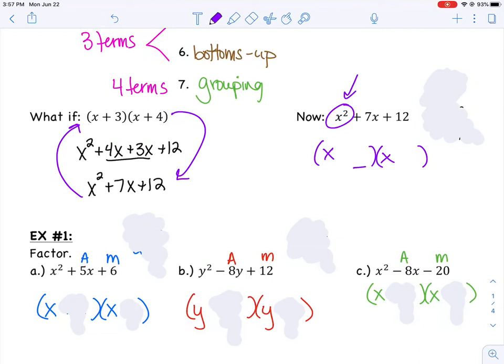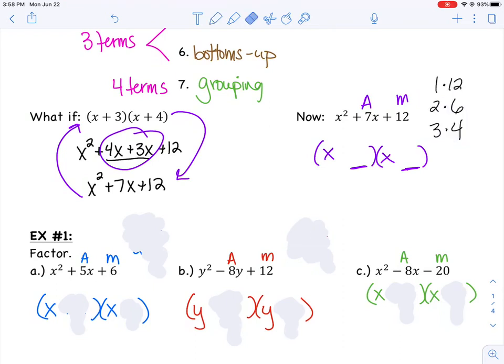Now here's the hard part. I also have to think about what numbers are going to go here. I need the 2 numbers that are going to multiply to give me 12. But when I add their like terms together, I get 7. So what numbers multiply to positive 12 that when I add them together, I get positive 7? And you might have to write out the different factors next to it if you need to. So the factors of 12 are 1 and 12, 2 and 6, 3 and 4. Which pair adds to give me 7? Well, I got 3 and 4, right? So my numbers inside would be a positive 3 and a positive 4.